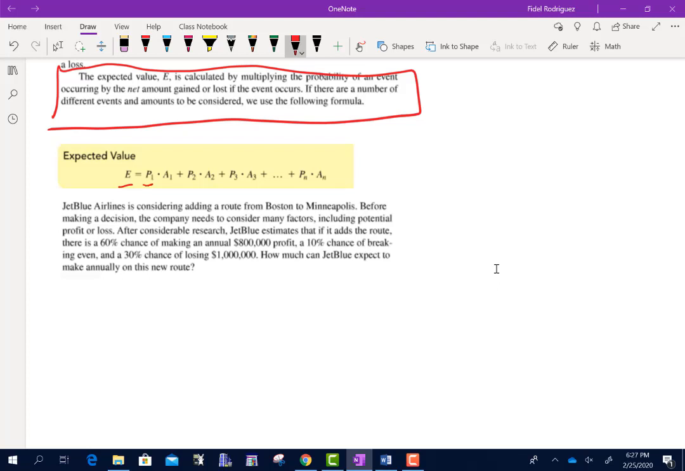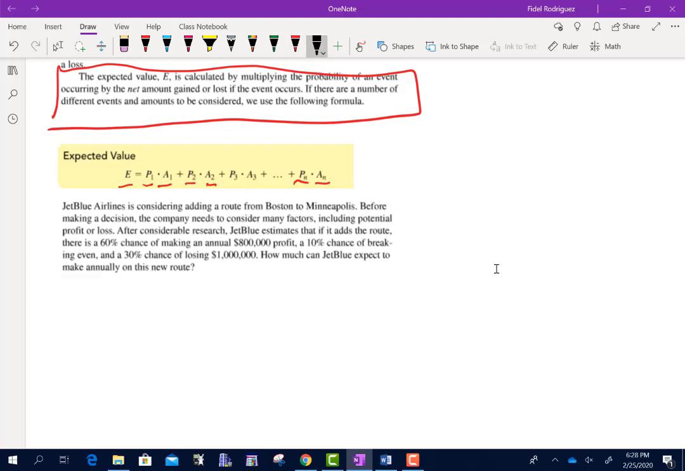The probability for the first event times the amount we're either going to win or lose, plus the probability of the second event times the amount we're either going to win or lose, and so on and so forth. This here just refers to the nth event. Now the nth could be the second, it could be the eighth, but it's just that particular event, the last event. So let's take a look at the first problem here.